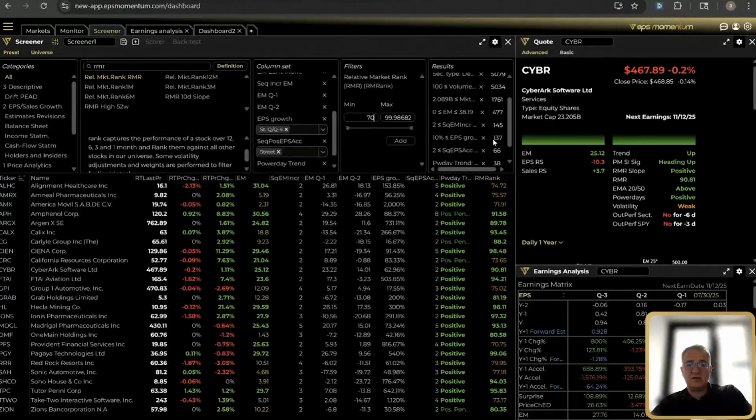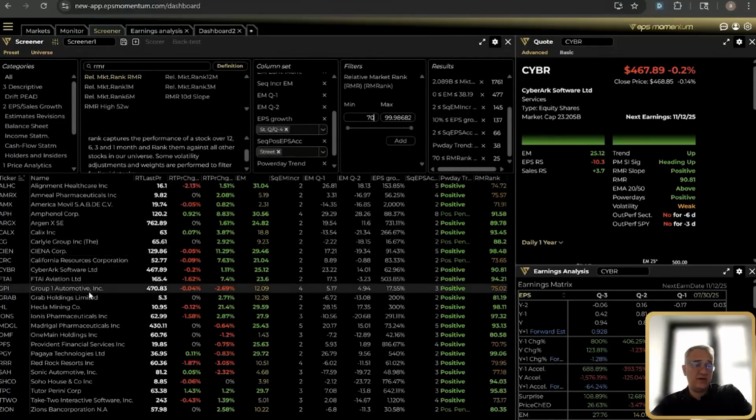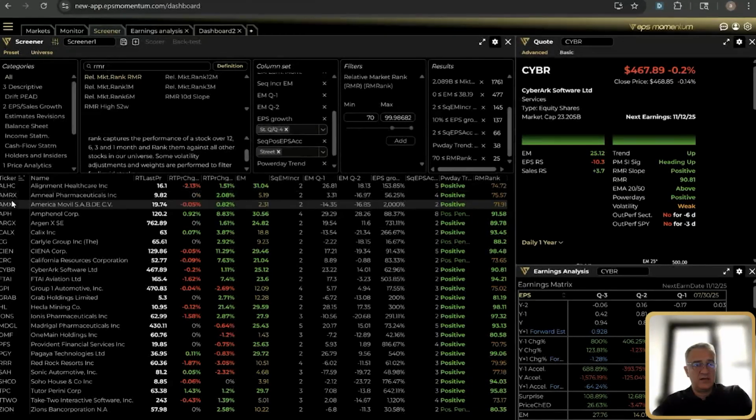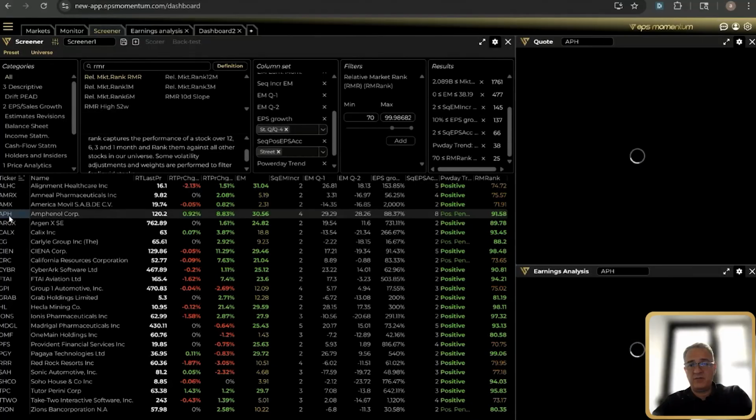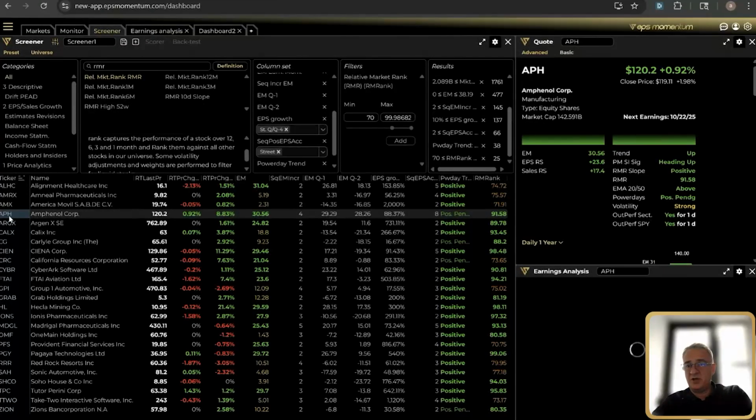And then I'm at 25 names already, so I'm really, really stringent on filters here. So maybe I'm too stringent. But now I'm starting to really get great names like Amphenol, AMPH, APH. Look at that, all green.